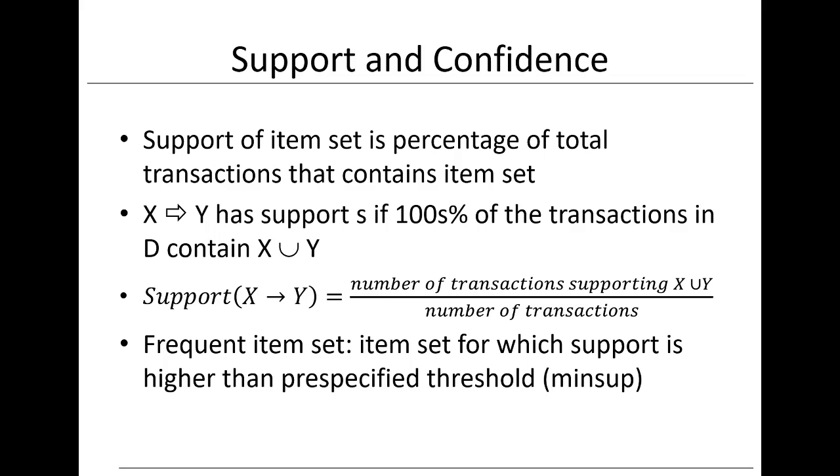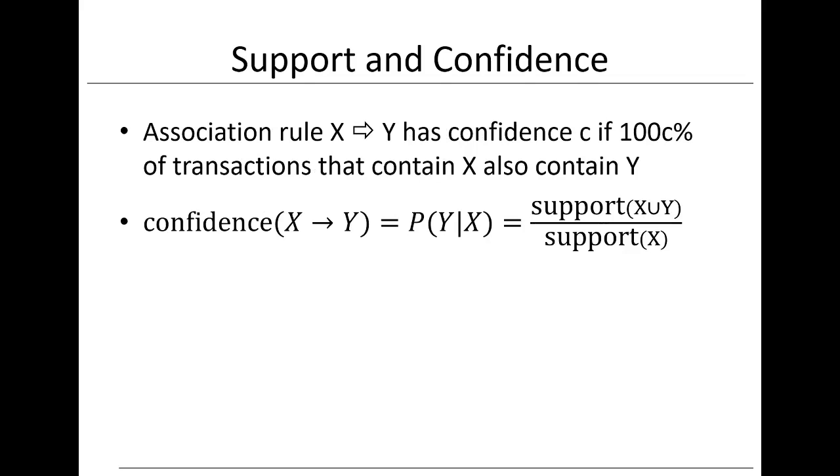The support of an item set is the percentage of total transactions in the database that contains the item set, or the rule X implies Y has support S if 100 times S% of the transactions in D contain X union Y. It can be calculated by dividing the number of transactions that support X and Y by the total number of transactions. A frequent item set is then an item set for which its support is higher than a pre-specified threshold, which is referred to as minsup. The association rule X implies Y has confidence C if 100 times C% of the transactions in D that contain X also contain Y. In other words, the confidence is the conditional probability of the rule consequent Y given the rule antecedent X. It can be calculated as the support of X and Y divided by the support of X.